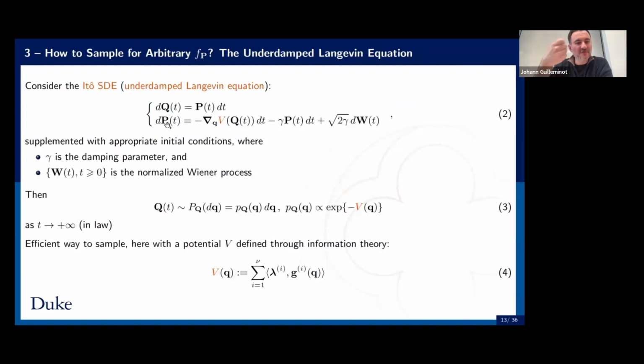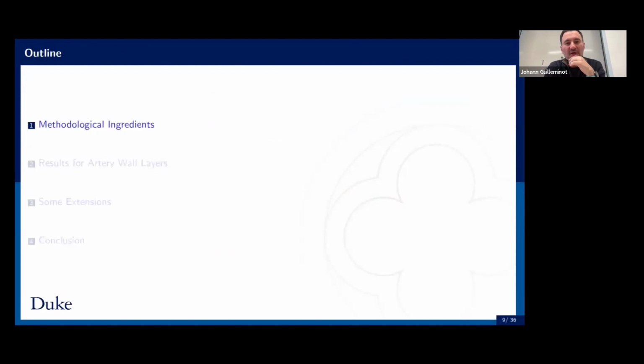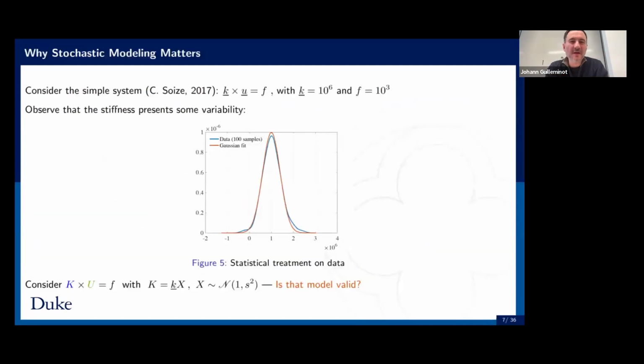And it's just a way to sample from your maximum entropy distribution. The fourth ingredient I'd like to introduce is basically how do we take care of this? How do we account for the fact that this geometry is very complicated? And I want to do that on the fly. I don't want to spend time building my model every time I get new data from a patient. I want the computational setting to account for this on the fly.